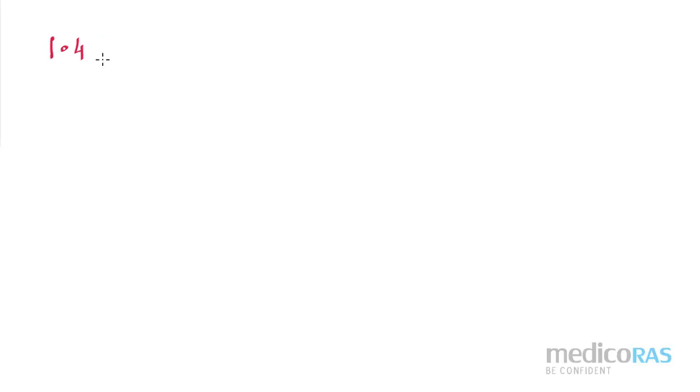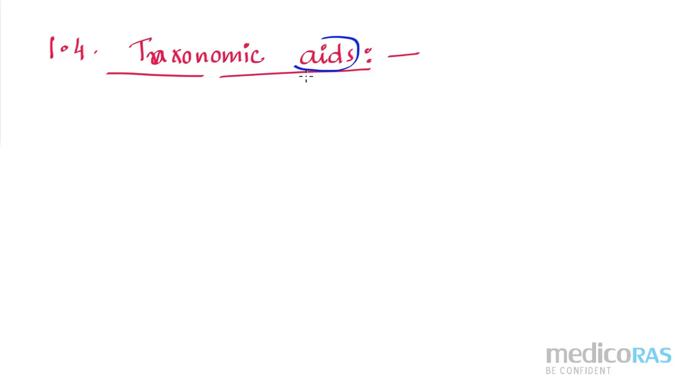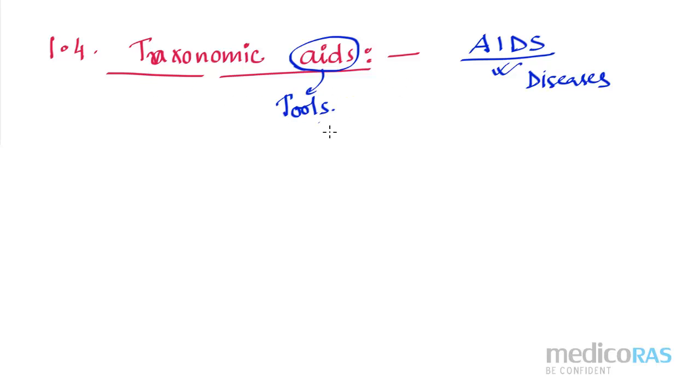Today we are going to discuss a new topic. It is 1.4 and this is taxonomic aids. Taxonomic aids. I have written here aids, not like this. Yes, so this AIDS is the disease. Disease it is. And this aids is also known as tools. That means we need to use some taxonomic tools, and with the help of those taxonomic tools only we can do something, right? So what we need to do is write the definition. So please write down the definition, okay?